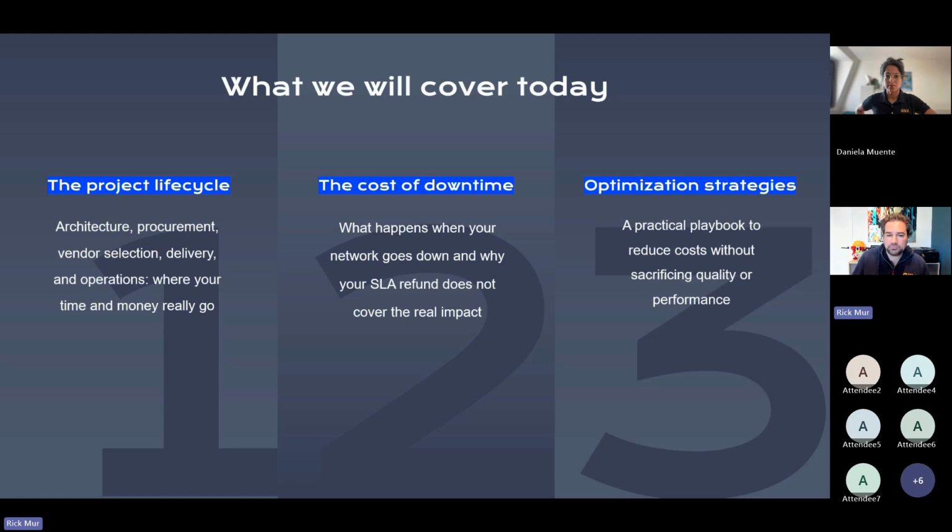And then the third is I want to share a little bit of a playbook with you, something that we believe from experience would optimize the total cost of ownership to be much more optimized without sacrificing performance or quality.